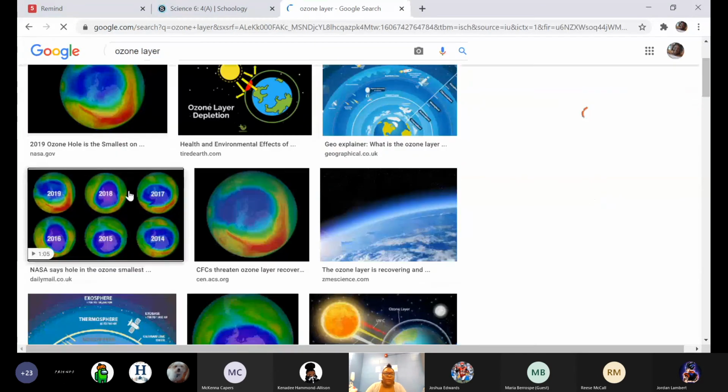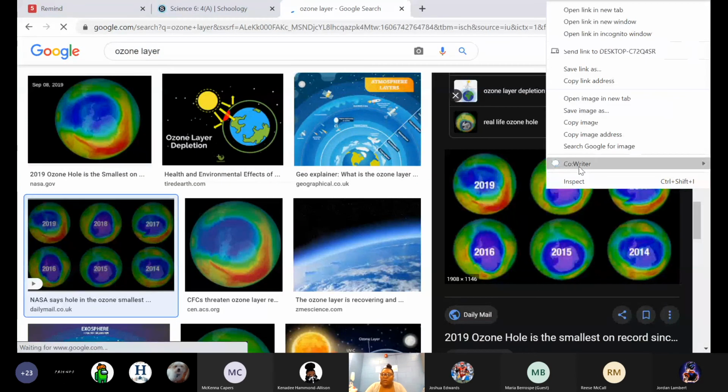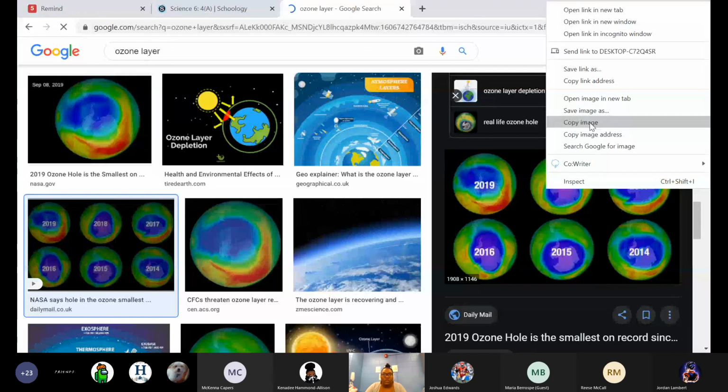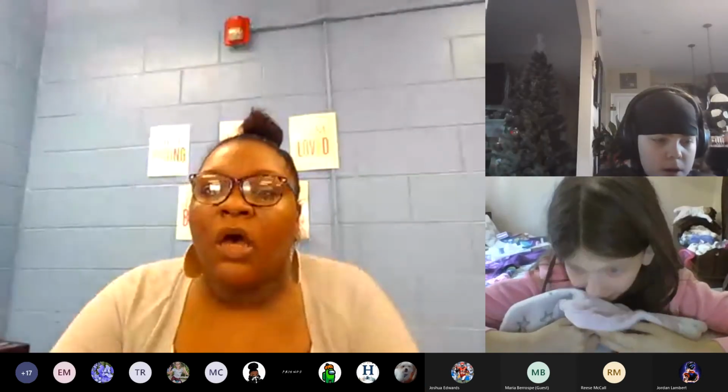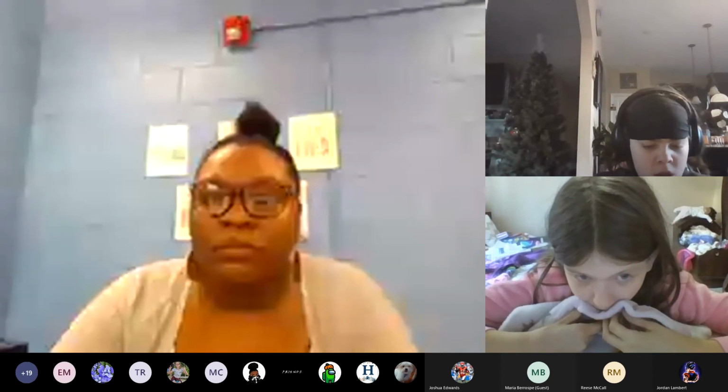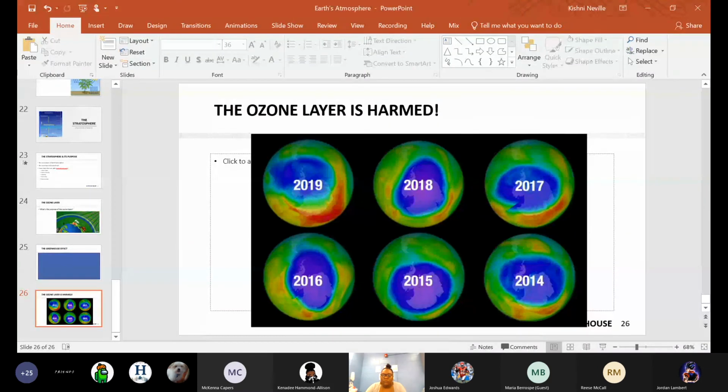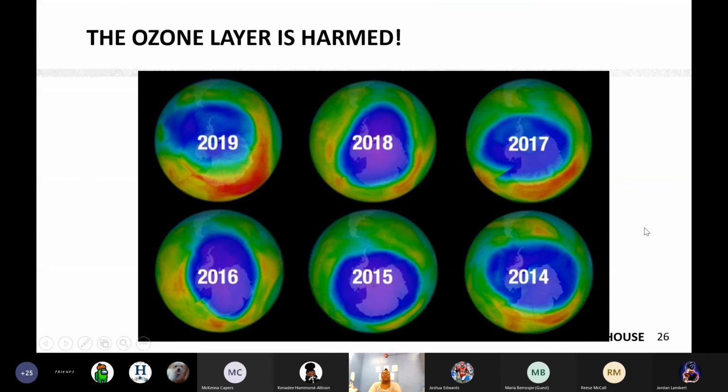Oh man. I want us to look at this picture, and I'm going to put it in our slideshow, but we're not going to draw this picture. Once again, I'm not requiring that you draw this picture, but I do want us to look at this diagram of our ozone layer. Someone turn on their mic and tell me what you see happening.